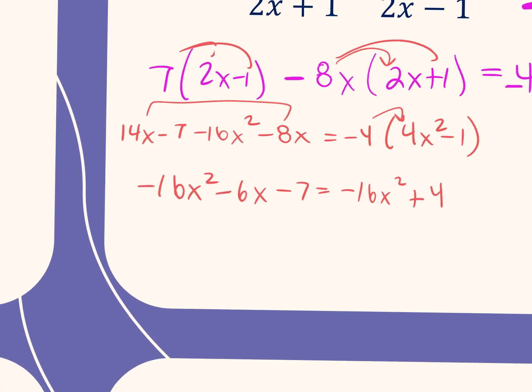All right, I do have a quadratic. How do I know it's a quadratic? Well, because I have x squared. That makes it a quadratic. So let's just move everything to one side. Let's see what happens here.